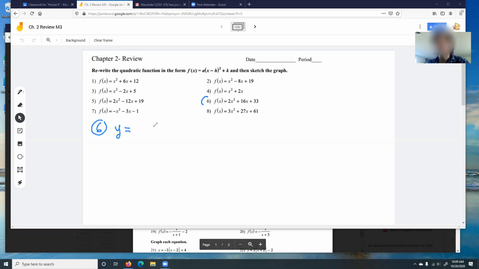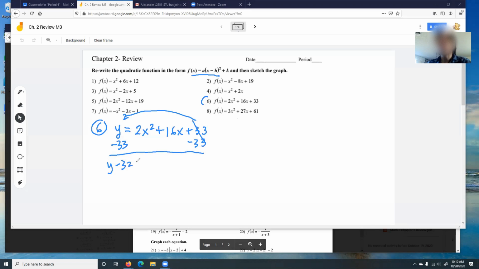Instead of f of x, I'm going to use y equals 2x squared plus 16x plus 33. Right? It says change it to this form, which requires us to complete the square. Right now it's in standard form. We want to get into graphing form or vertex form. So 33 is not a perfect square, so we're going to move the 33 to the other side. I'm going to subtract 33 here, subtract 33 here, and we're going to get y minus 33 equals 2x squared plus 16x.